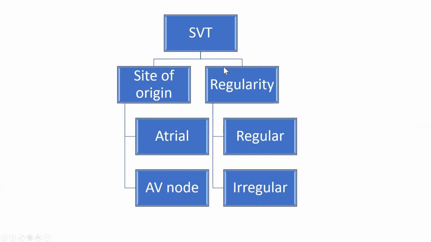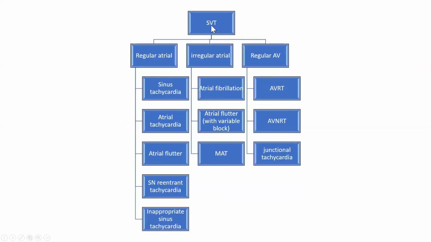That being said, we can divide SVT into three major categories. Either it's originating from the atrium and it's regular, or it's originating from the atrium but it's irregular, or it is originating from the AV node, and by definition it will be regular. Now, if it is regular and atrial, you have to think about these five: sinus tachycardia, atrial tachycardia, atrial flutter, sinus node reentrant tachycardia, where the reentry is within the sinus node, or inappropriate sinus tachycardia. These are the only regular atrial tachycardias. All of them are SVT.